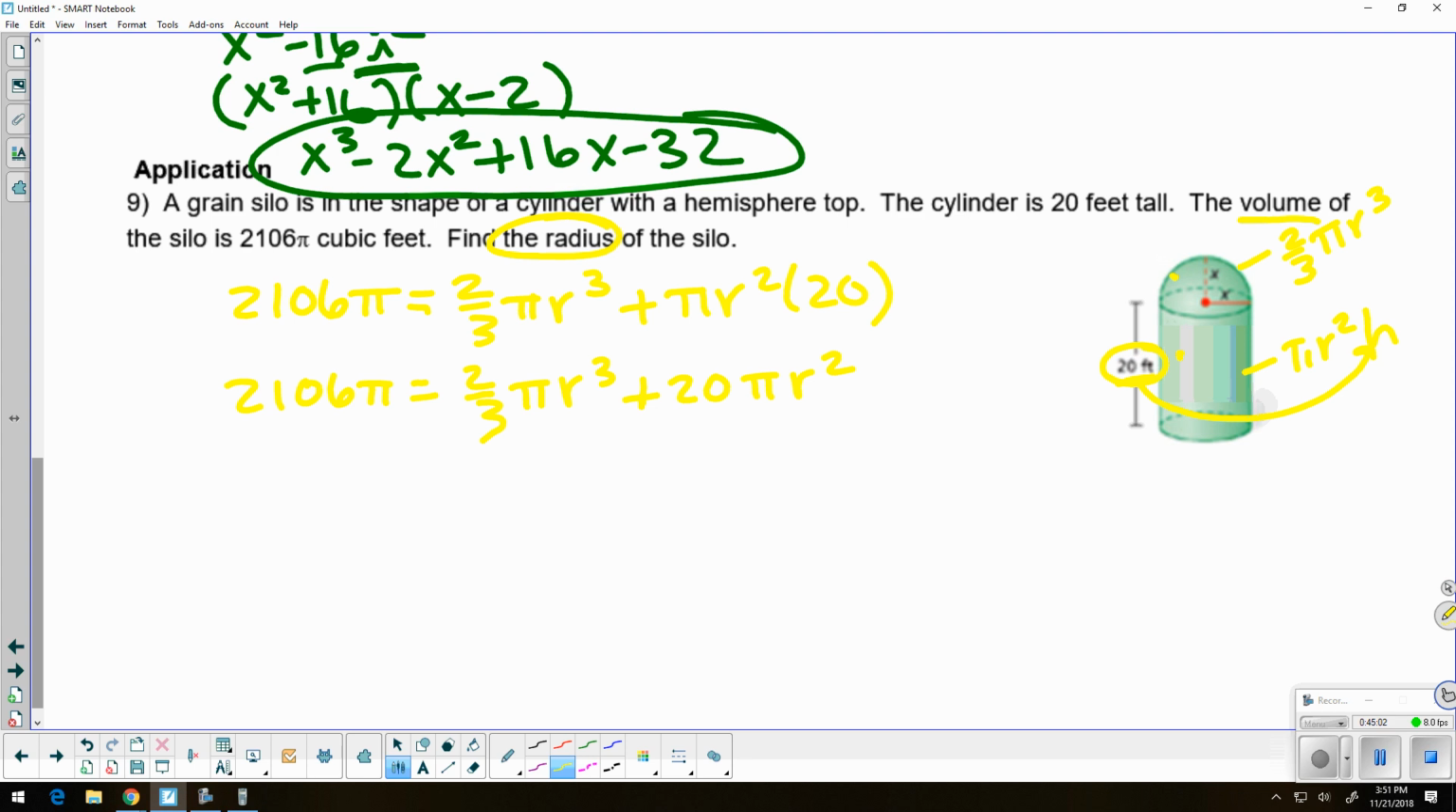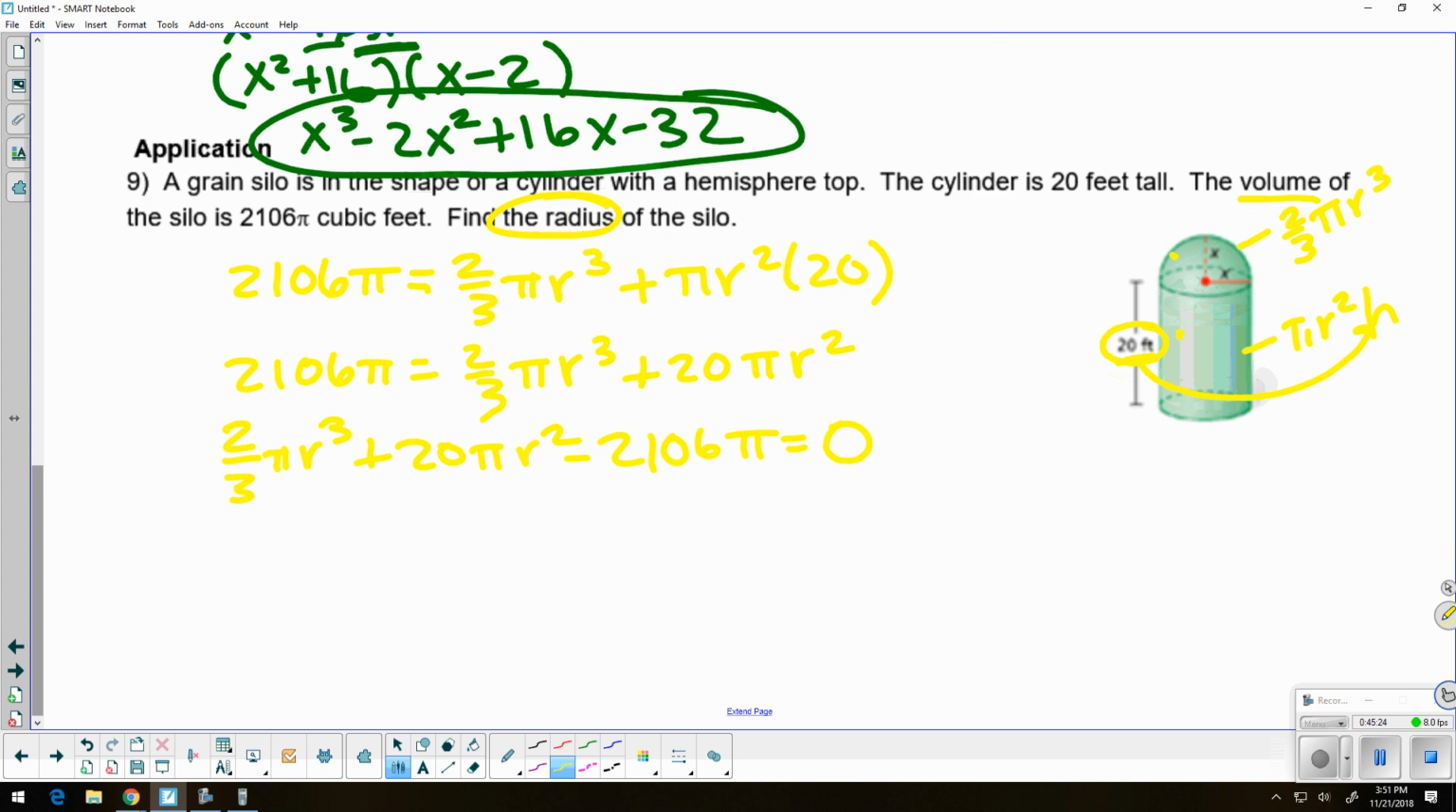Next, I'm going to set this equal to 0, so I'm going to subtract the 2106 pi to the other side. So we'd have 2/3 pi r cubed plus 20 pi r squared minus 2106 pi equals 0. Next, I'm going to divide everything by pi, since every single term has a pi in it. You'd have 2/3 r cubed plus 20r squared minus 2106 equals 0. Makes it a little bit nicer.